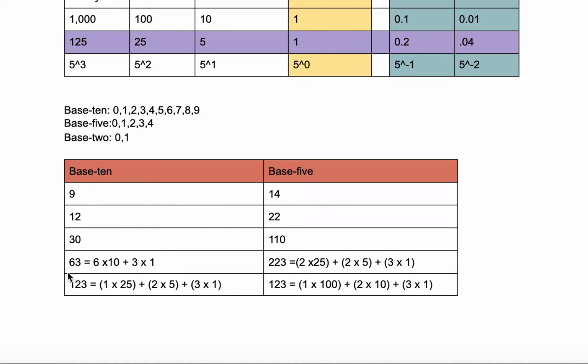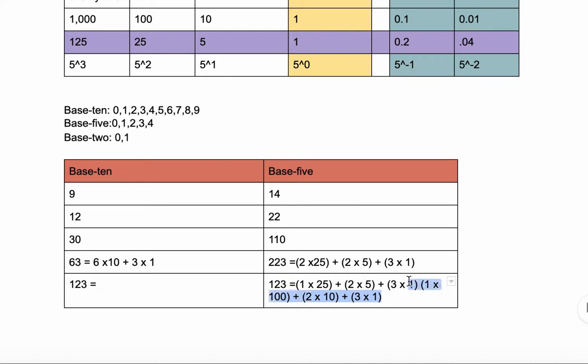Now here's another way to look at this, and I think this is helpful too. Expanded notation. So 63 is 6 times 10 plus 3 times 1. 223 base 5 is 2 times 25 plus 2 times 5, that second digit, plus 3 times 1. 123 in expanded notation is 1. I did these backwards. Good mistake here, right? So this is the base 5 one. I'll take that out of there, put that here. And this is the base 10 one.